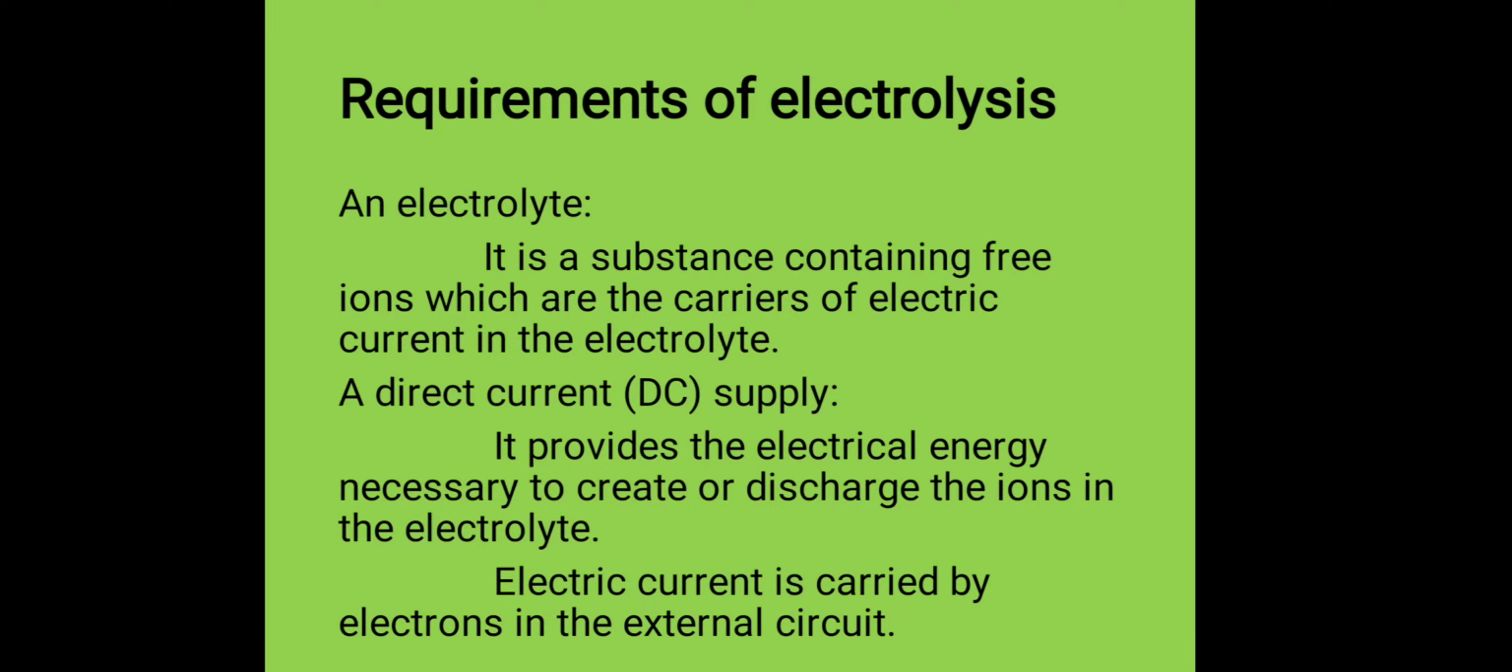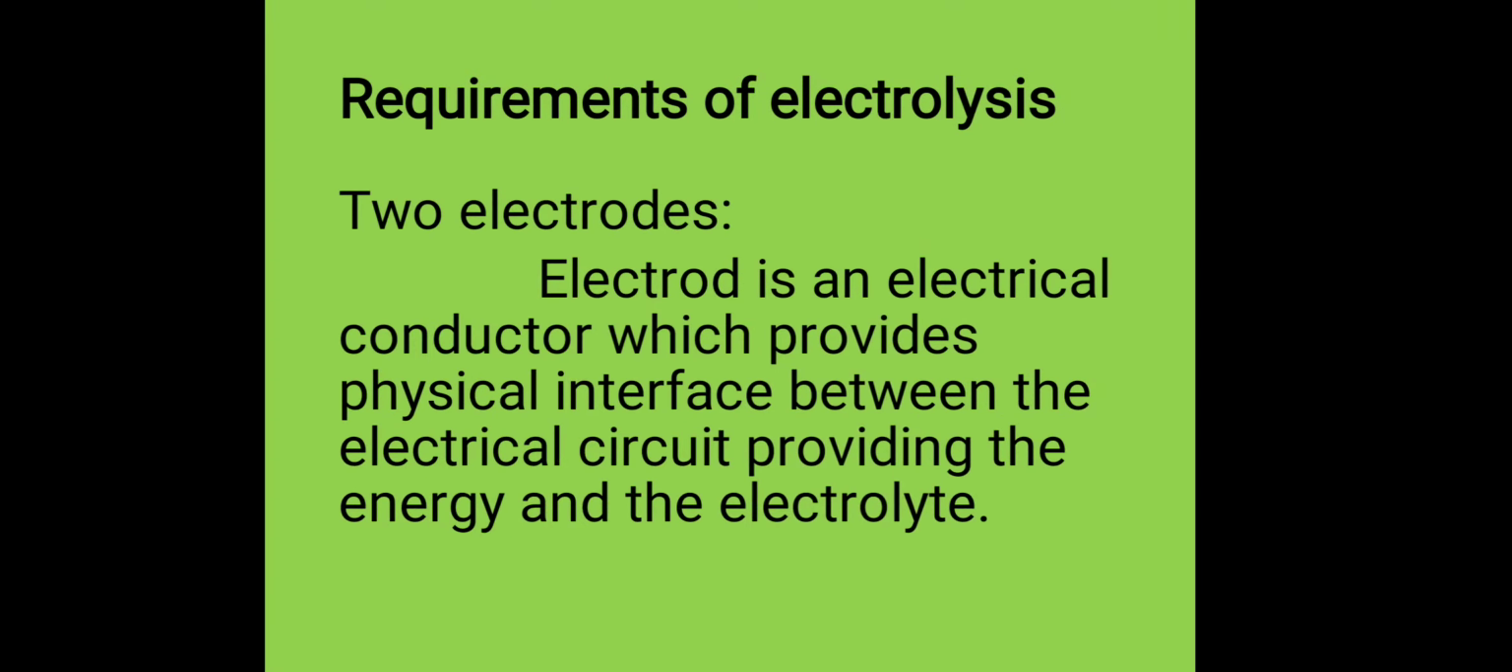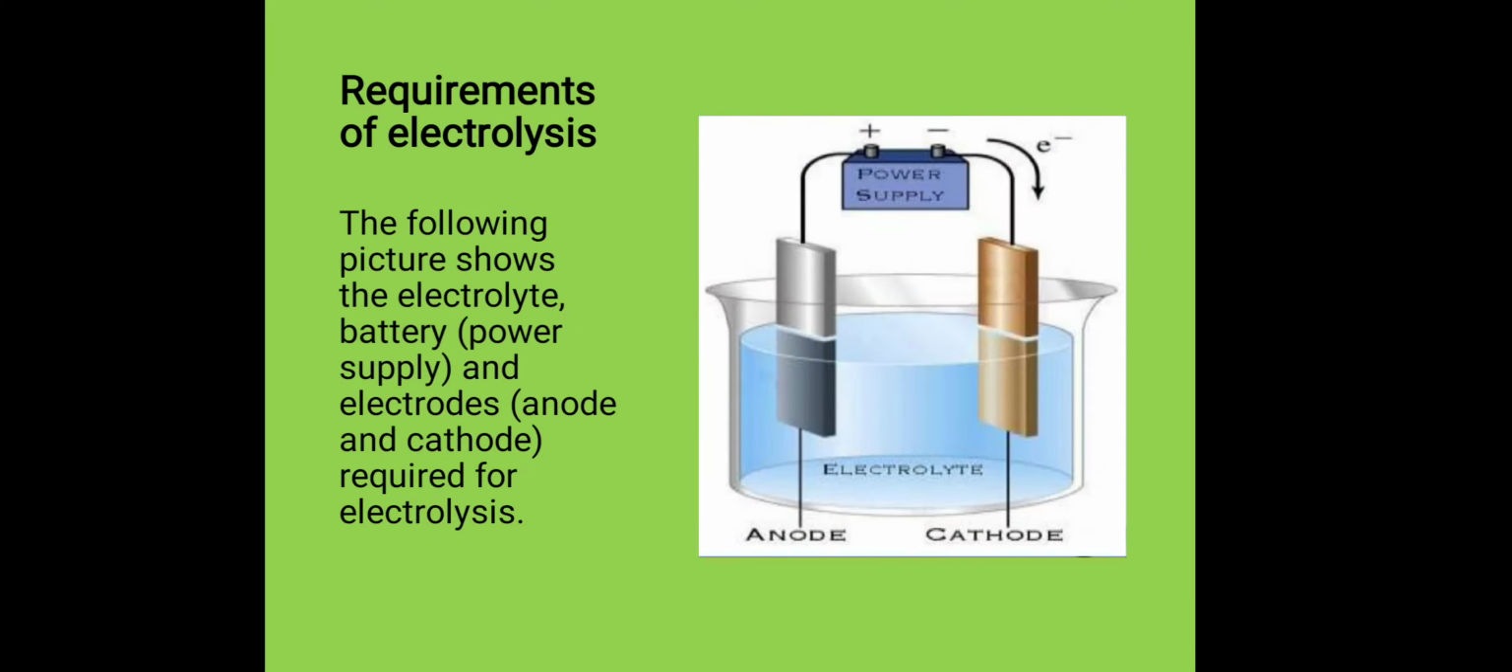Requirements of electrolysis. Next, the electrolyte. An electrolyte is a substance containing free ions which are the carriers of electric current in the electrolyte. A direct current, DC supply, provides the electrical energy necessary to create or discharge the ions in the electrolyte. Electric current is carried by electrons in the external circuit. Next, two electrodes. An electrode is an electrical conductor which provides a physical interface between the electrical circuit providing the energy and the electrolyte.